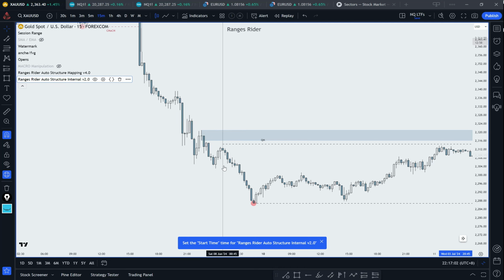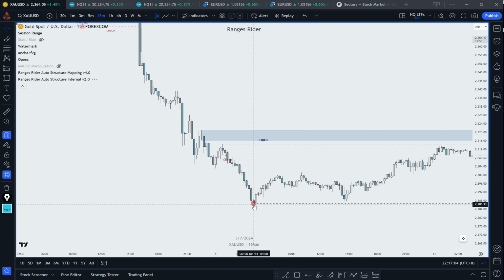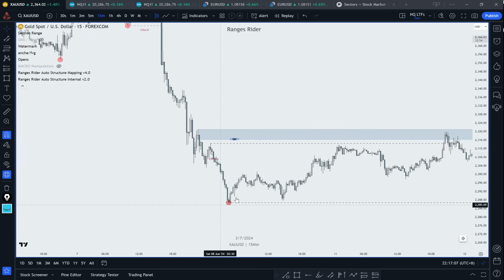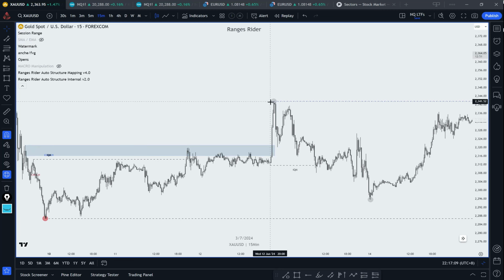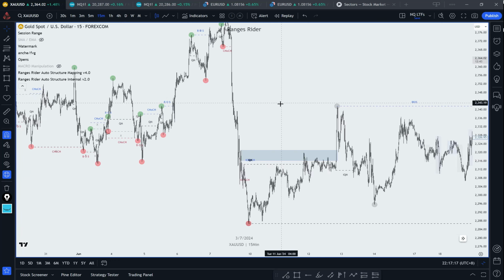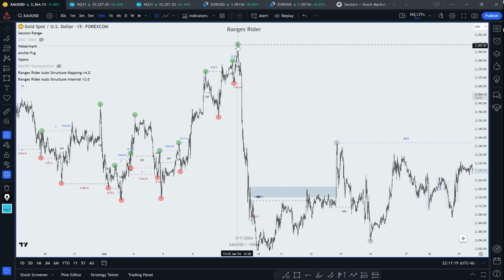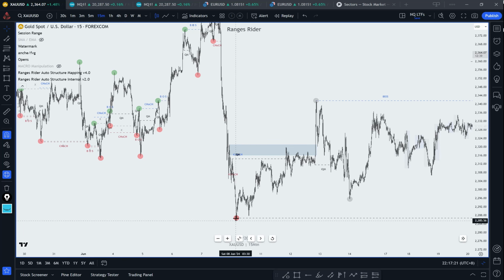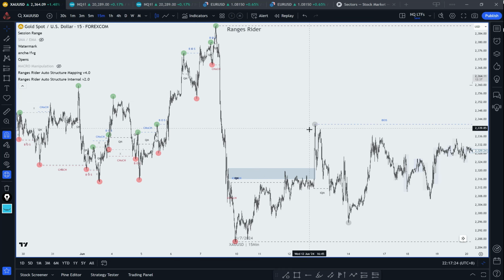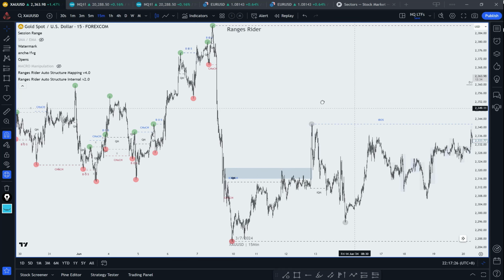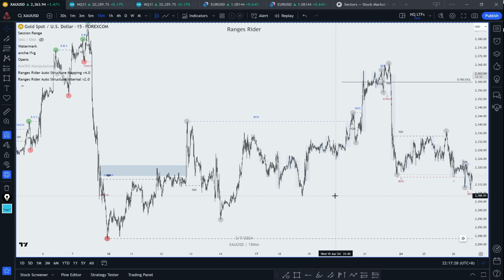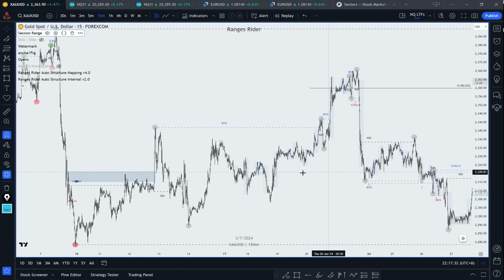So I will mark the internal structure from here, and then we have the range from here to here after this IQM, because this is the internal structure now. Inside this bigger range, the green and red, this is the major range, and these gray dots, this is the internal structure. I'm not going to talk about what happened here.